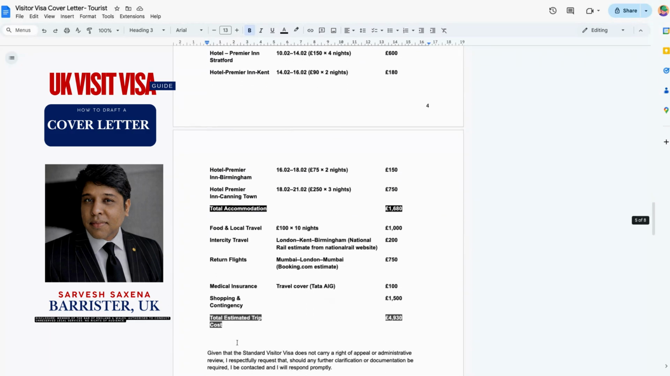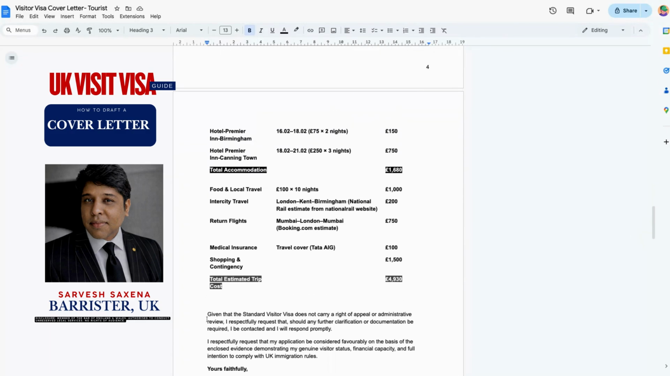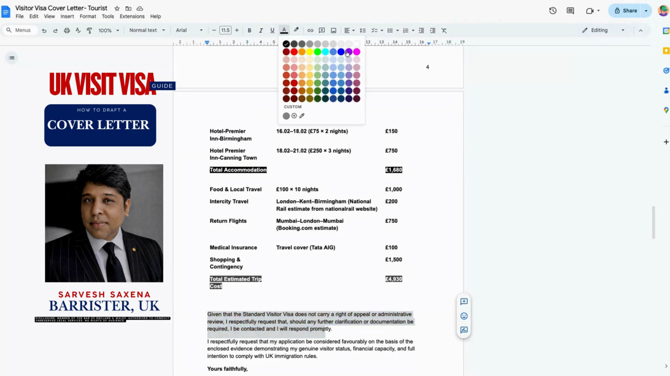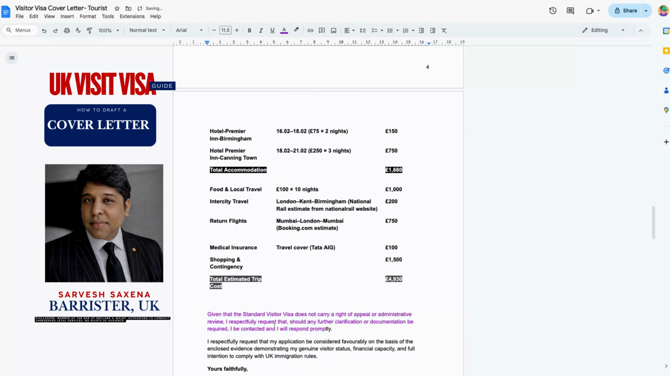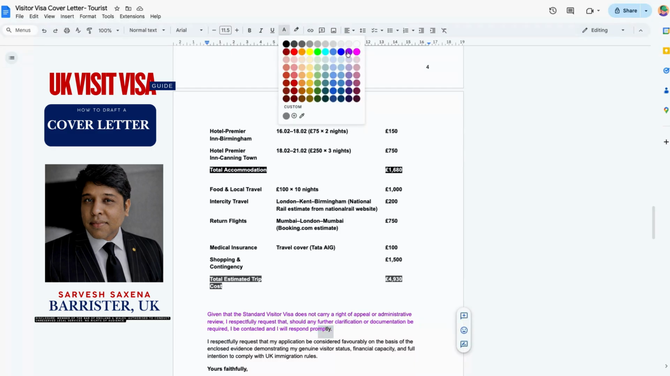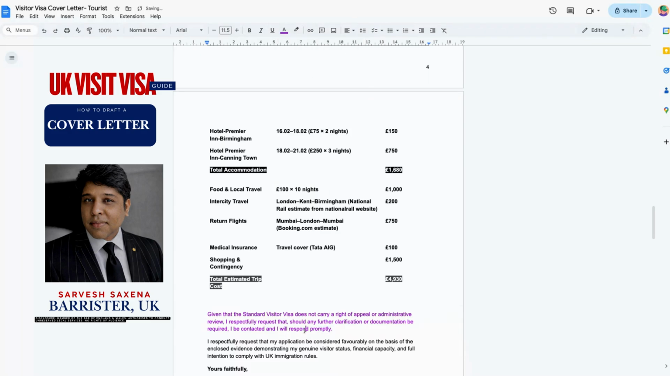And in the end, I've given the estimate, and then I've written this. This is really, really important, so I'm going to highlight it for you so that you can take a note of that. I've written: given the standard visitor visa does not carry a right of appeal or administrative review, I respectfully request that should any further clarifications or documentation be required, I be contacted and I would respond promptly. Now, understand the importance of this.